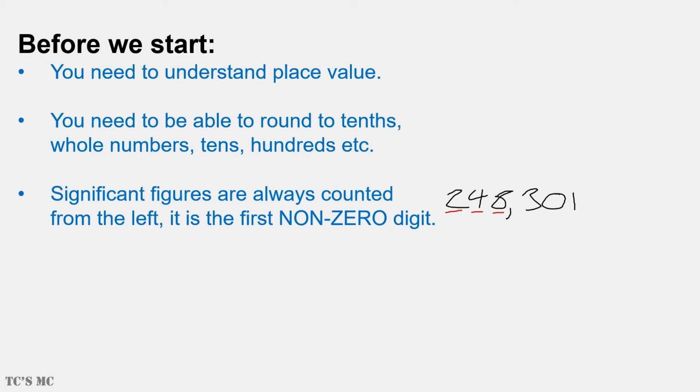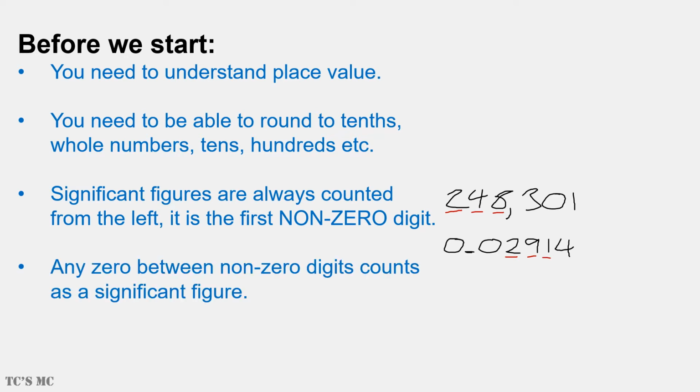In the example of 0.02914, the first non-zero digit from the left is 2, so the first significant figure is 2. The second significant figure is 9. The third significant figure is 1, and so on.